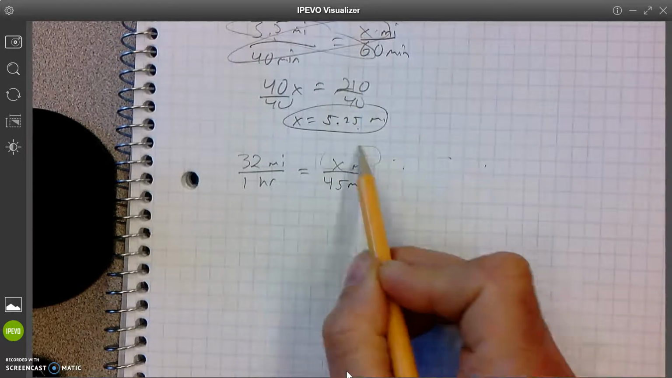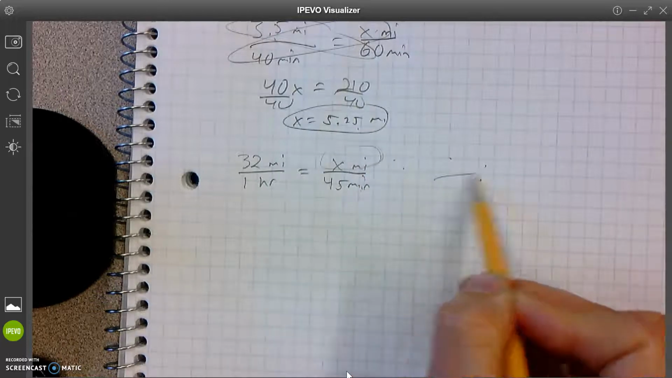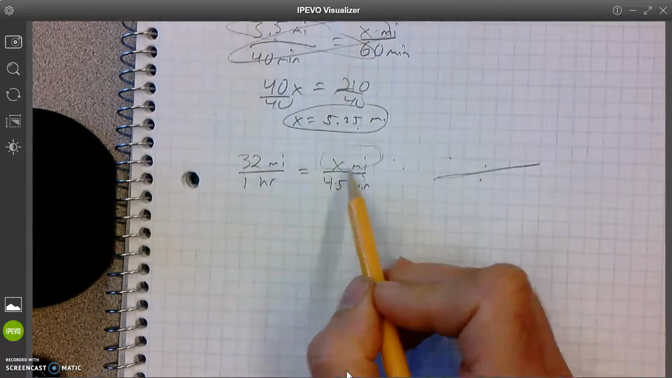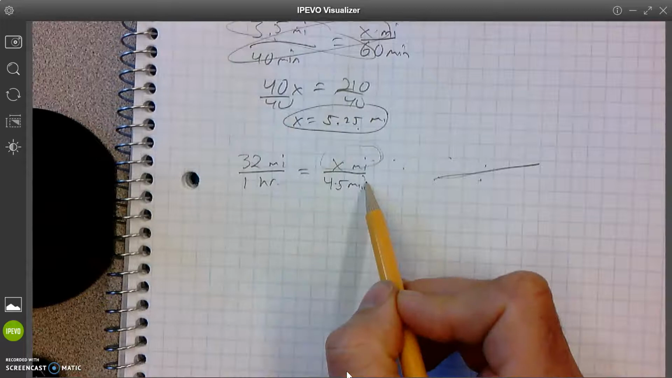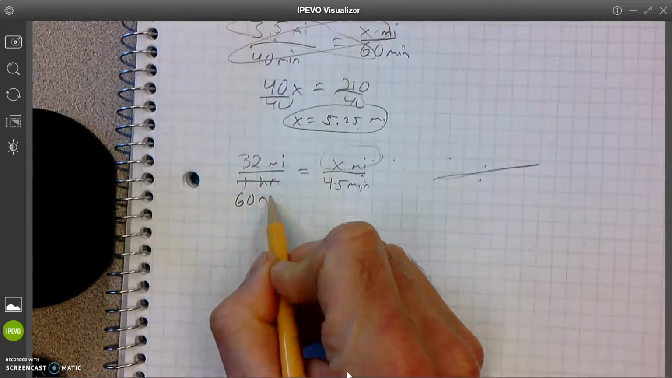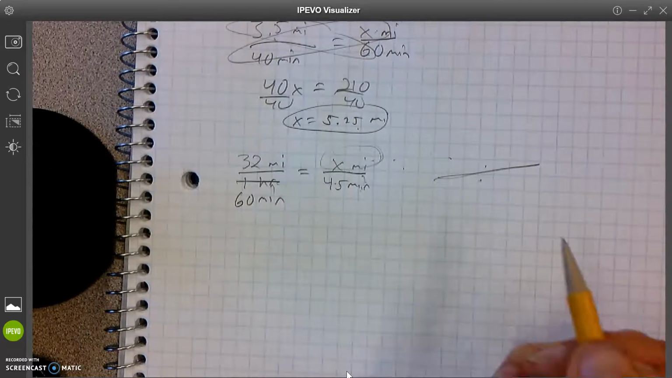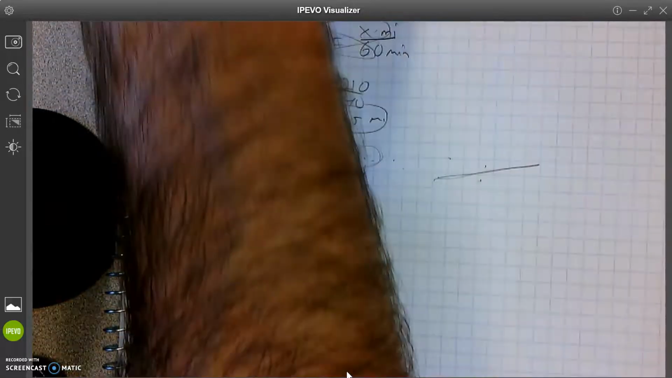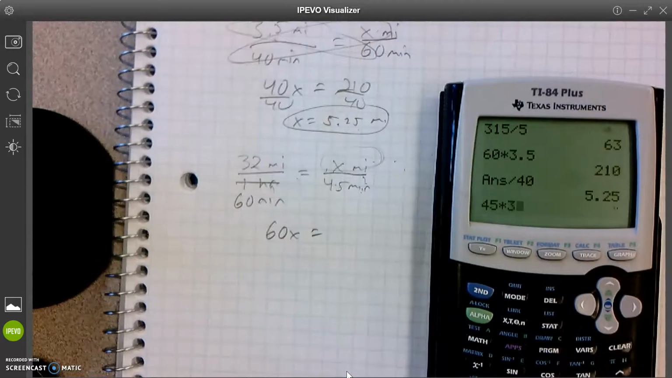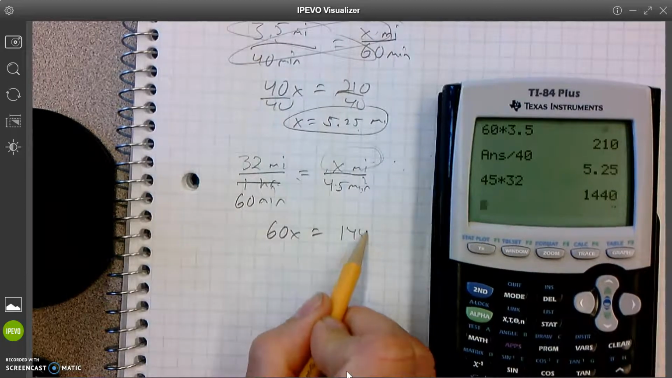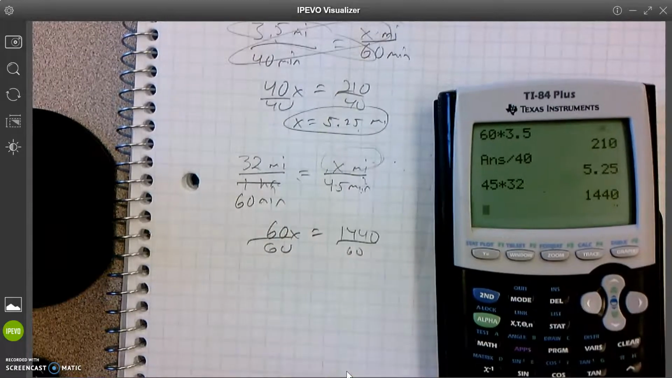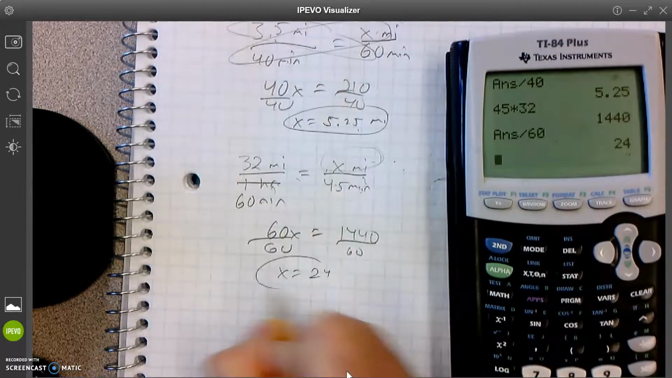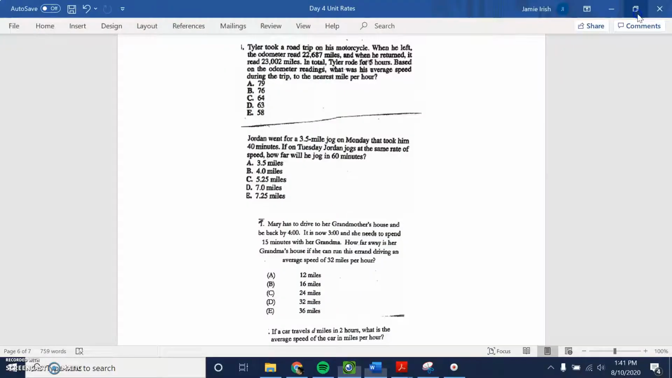So that means I'm going to take whatever this is and divide by 2, because she's going to make a there and back trip in 45 total minutes. So, this doesn't work out. I've got to check miles and miles, hours, and there we go. Now we're good. 60x, 45 times 32 is 1,440, divided by 60. It's 24.